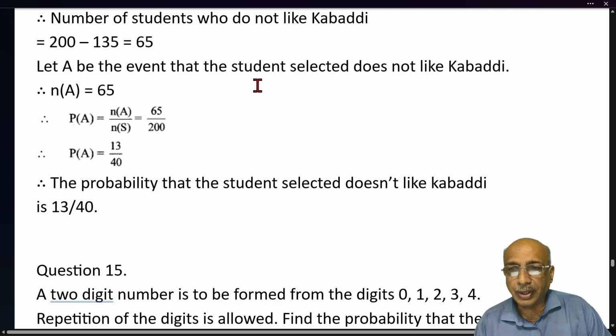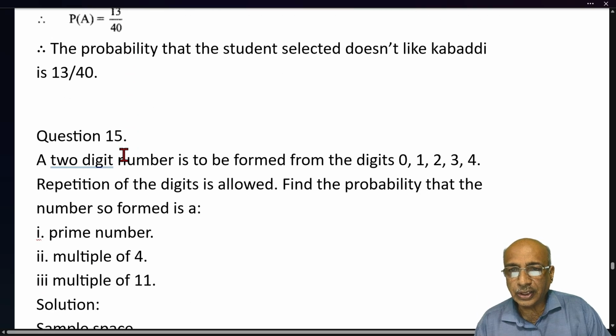Let A be the event that the student selected does not like kabaddi. So n(A) will be 65. So probability of A will be 65 upon 200. If you simplify, it will be 13 upon 40. The probability that the student selected does not like kabaddi is 13 by 40.